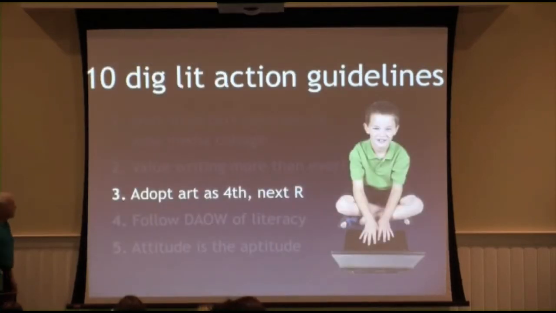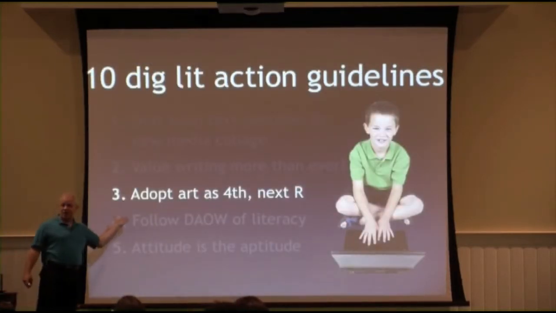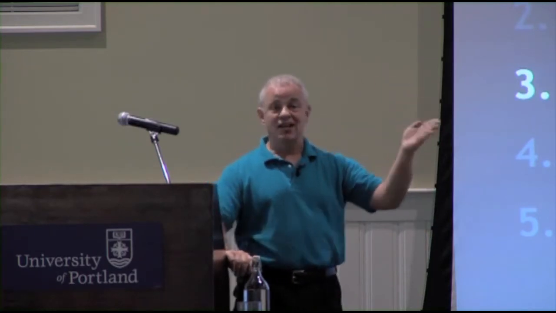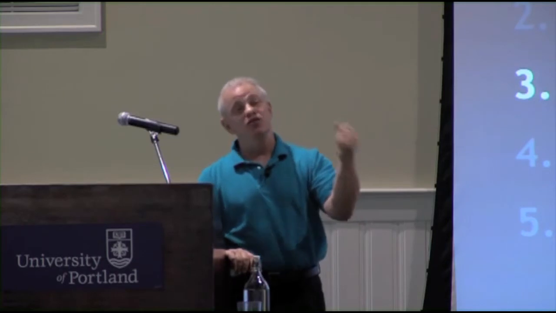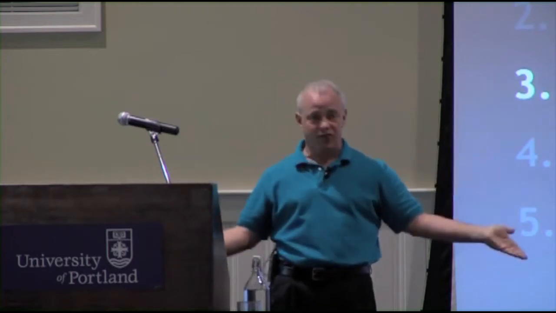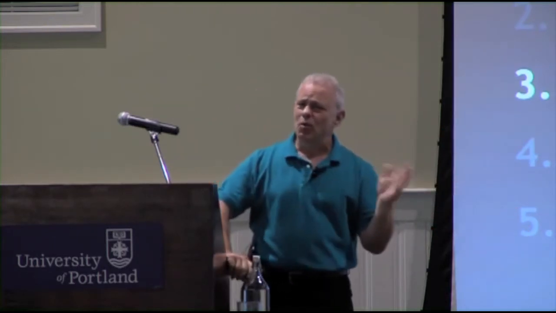Digital Literacy Action Guideline number 3 is adopt art as the next R, as the 4th R. It is so obvious to me at this point that if we're in a visually aesthetic world, and it's not just visuals, it's audio, it's everything, it's a whole 9 yards. If that's where we're headed, and we're headed away from text, probably the best thing you could do for students of any age is help them cultivate their art and design skills. And here's the problem. If I say art, people go, oh, art, and they sort of see their kids' stuff tacked up on the refrigerator, and they see kids dancing in ballet class, and that's all wonderful, and that's all great. I am talking much more pragmatically than that.